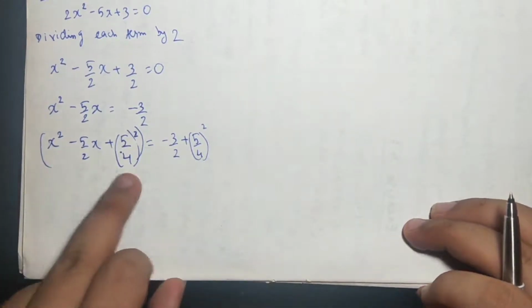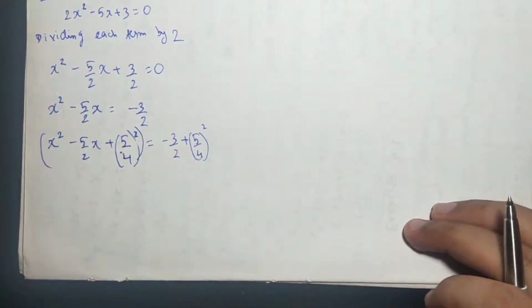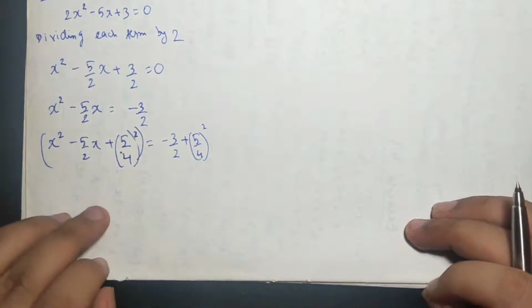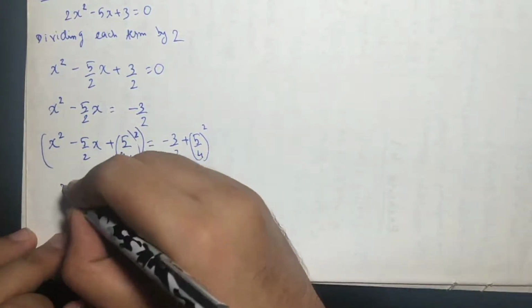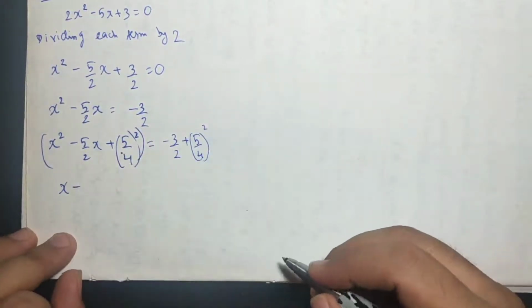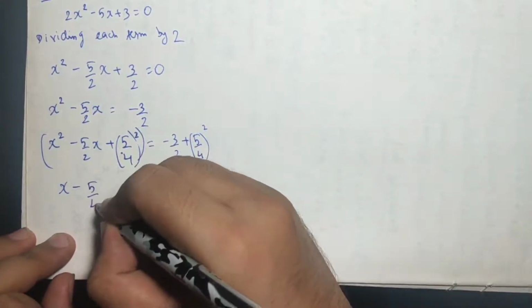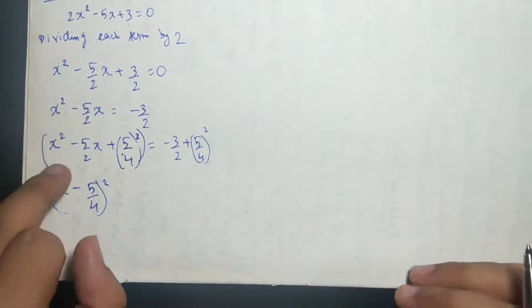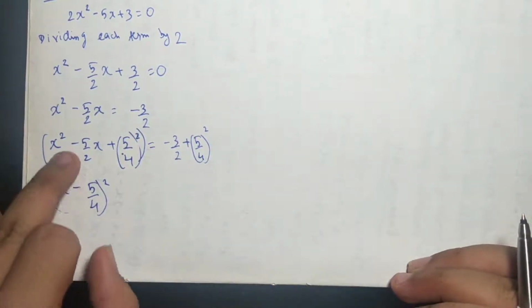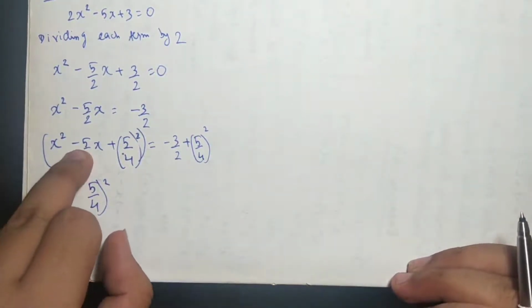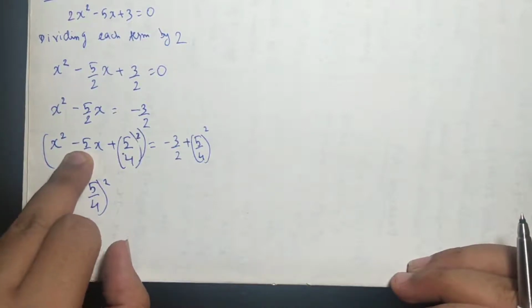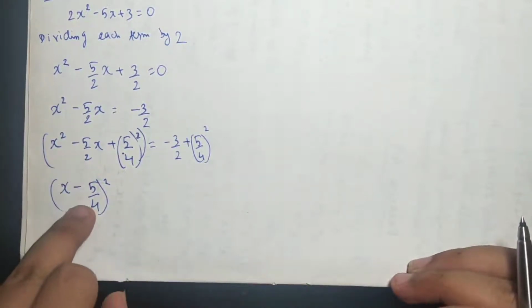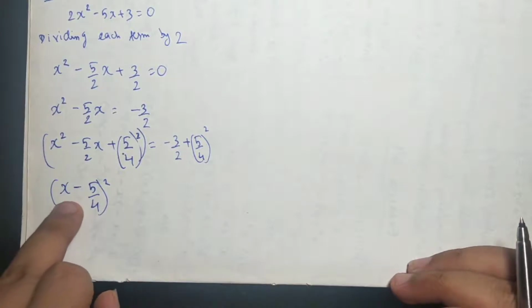Now this left hand side will become my perfect square. This is the perfect square of x minus 5 by 4 whole square. X minus, why minus? Because this middle term will give me this sign. If the middle term is minus, this will be minus. If the middle term is plus, this will be plus.